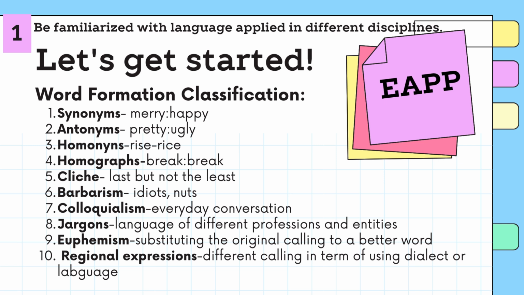And then the other one, we have regional expressions. Regional expressions obviously refer to the different calling in terms of dialect or language, because people from different regions have different forms of language, like the one I said before, when they are in Mindanao, when they are talking about the bicycle, tricycle, it's not the way that we used to say it in English. They say tricycle, bicycle, popsicle, it goes like that. And that's part of the regional expressions.